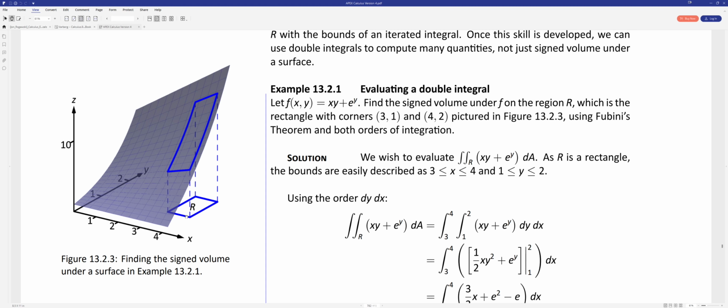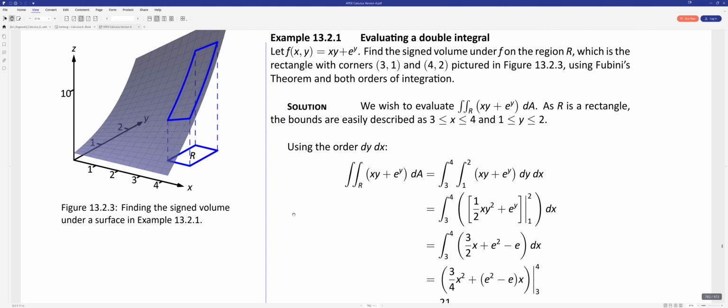So what we're trying to get is this volume over here. And notice this is your region R down here. You're taking your region R and you're projecting it up until it hits the graph of your function. And what I want to get is the volume of this three-dimensional object over here. Okay, so I'm going to use Fubini's theorem, and I can integrate with respect to y first and then with respect to x.